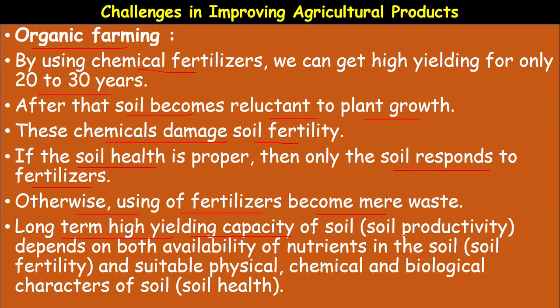Children, soil productivity is very important. The long term high yielding capacity of the soil, that is the soil productivity, depends on both the availability of nutrients in the soil, that is the soil fertility, and suitable physical, chemical and biological characters of the soil, that is called soil health. That is very, very important.